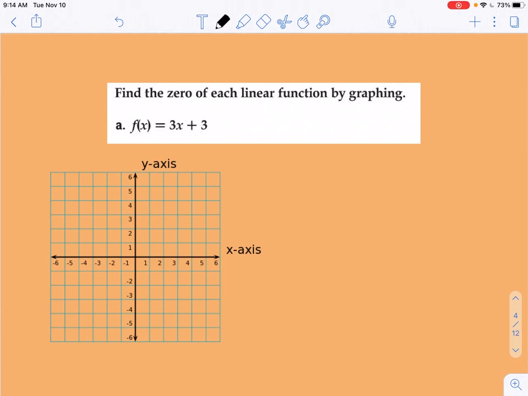Okay, now we're going to look at a way to find the zero of a linear function, and there's a couple different ways you can do this. The first way is through graphing. So this video is going to concentrate on that, on graphing.